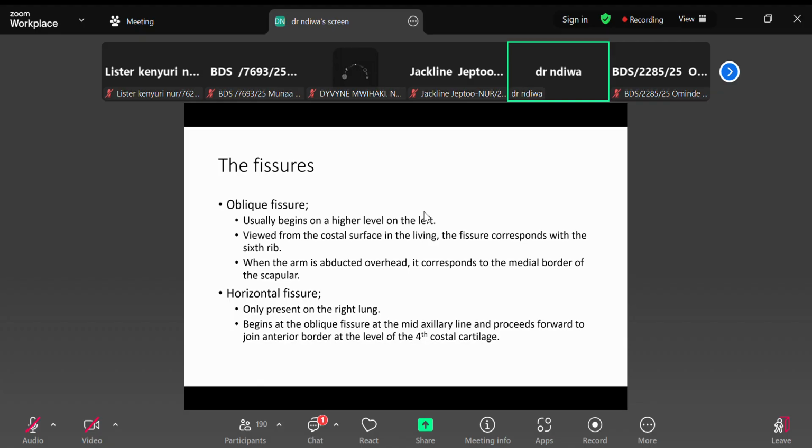Again, the difference between the right and the left lung is that the right has two fissures while the left has only one fissure.